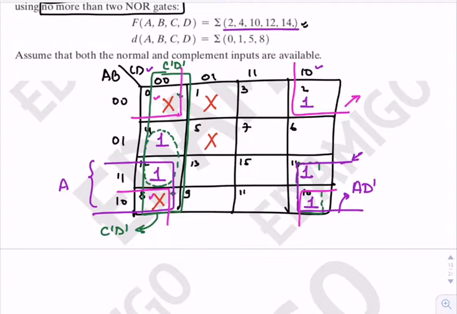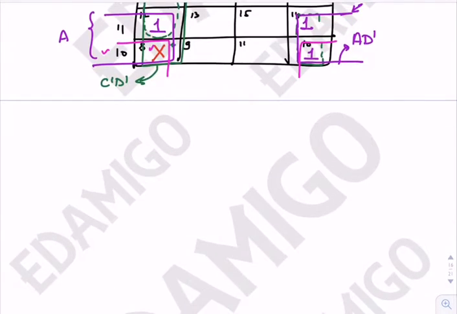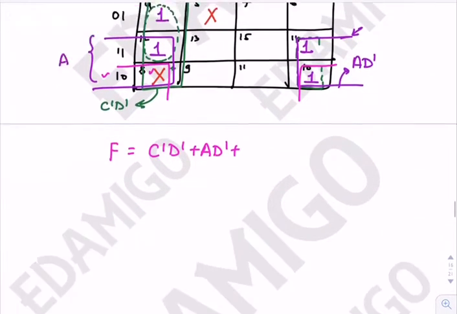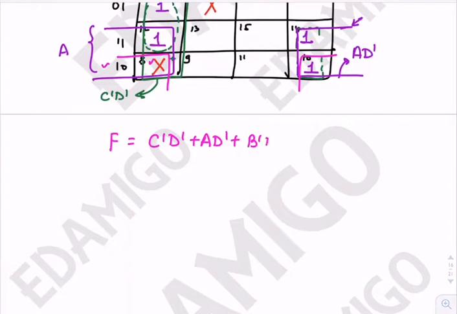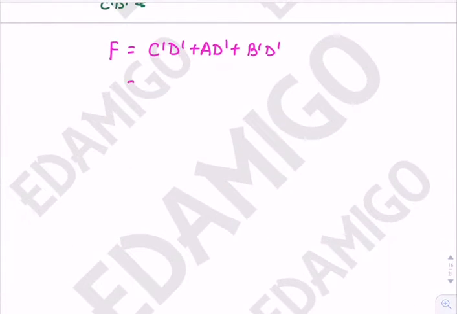Here in these squares we have B bar as common, and D bar is common. So the function is C bar D bar plus A D bar plus B bar D bar. Taking D bar as common, it is D bar times (C bar plus A plus B bar). Okay, so this is the function F.